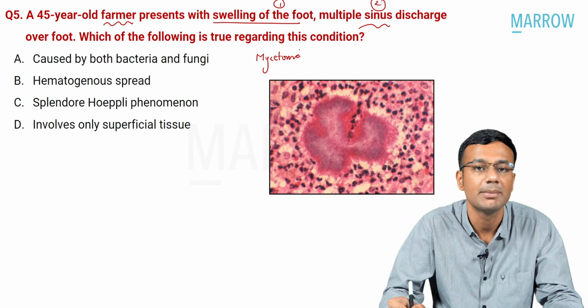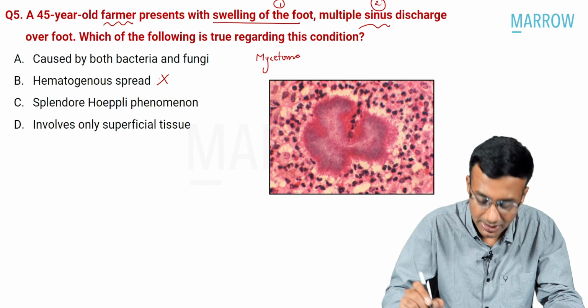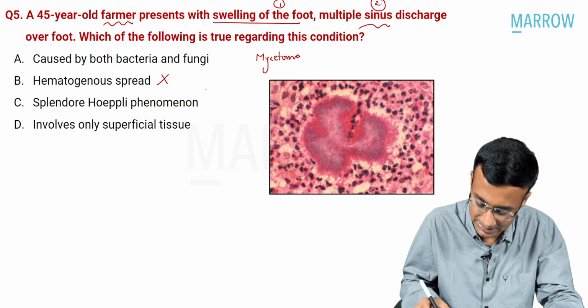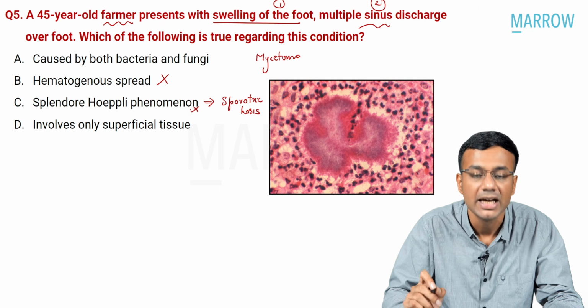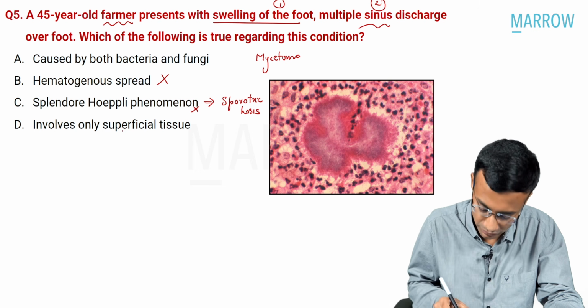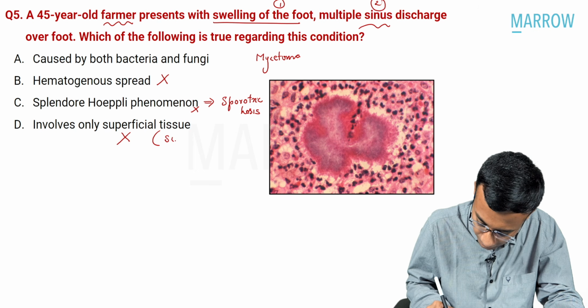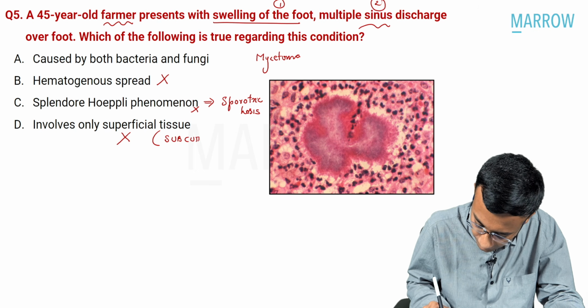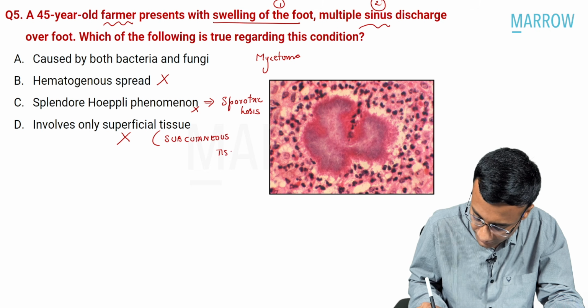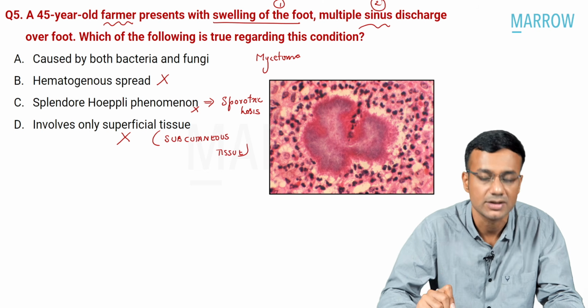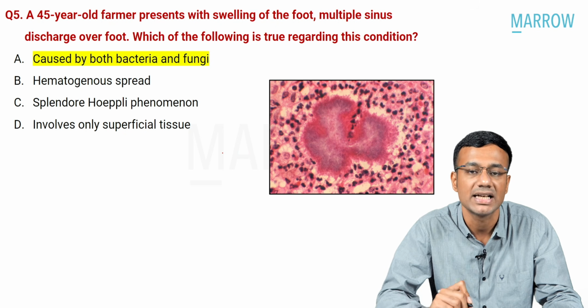Now option B, hematogenous spread, is incorrect. Splendore-Hoeppli phenomenon can be seen in sporotrichosis, so this option is also incorrect. Involves only superficial tissue is also incorrect because it can involve the subcutaneous tissue. That is why option D is also incorrect. So the correct answer is caused by both bacteria as well as fungi.